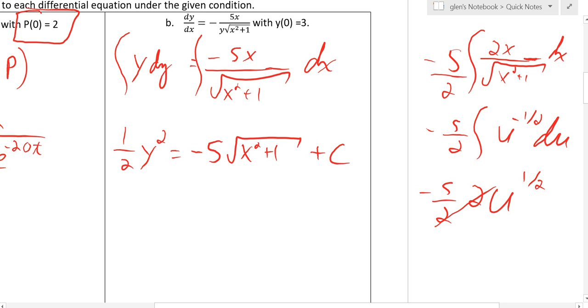Okay, and sometimes, honestly, it's easier to find c right from the beginning. You can find c right here relatively easily, rather than solving for y first and then finding c. Doesn't matter. You should get the same answer if you do all your algebra correctly. But it's a little bit easier to do it right here.